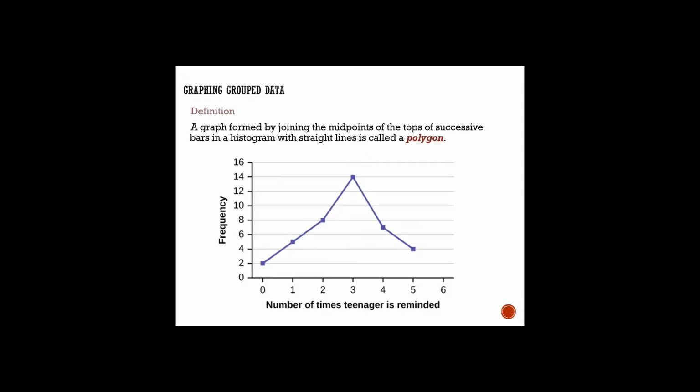If we take it a step further, what we have is a polygon. A polygon is really just the midpoint at the top of each of the bars of a histogram connected. So we would say this is just the shape of the top of the histogram, so to speak.